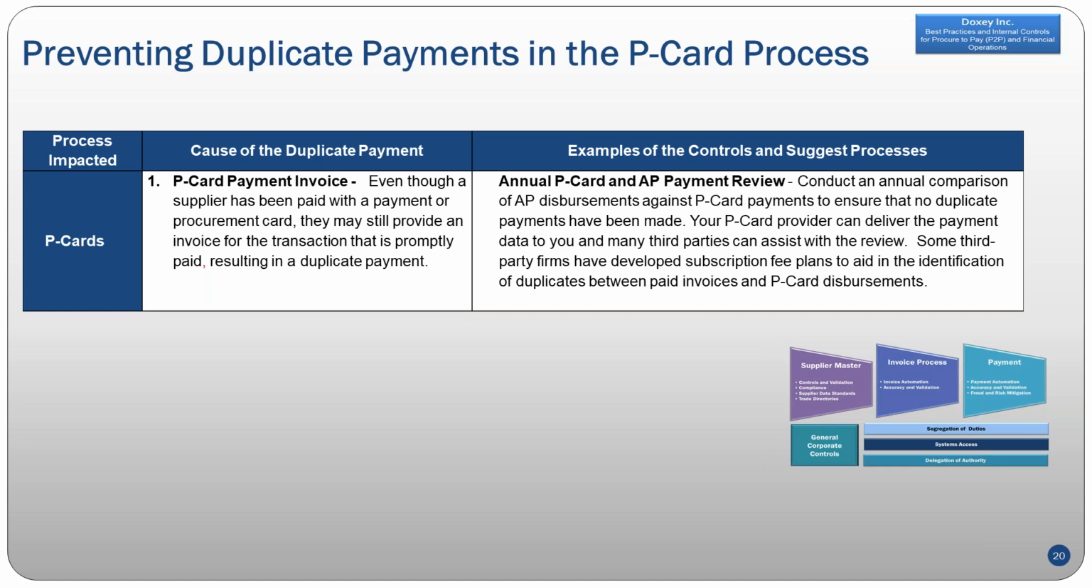Even though a supplier has been paid with a payment or procurement card, they still decide, okay, I'm going to send an invoice in just to make sure that we have sent an invoice. We send an invoice for everything, even if we've already been paid. And this is going to result in a duplicate payment.